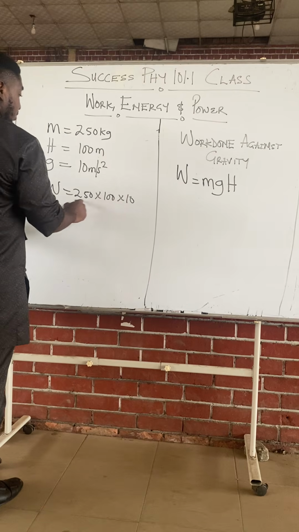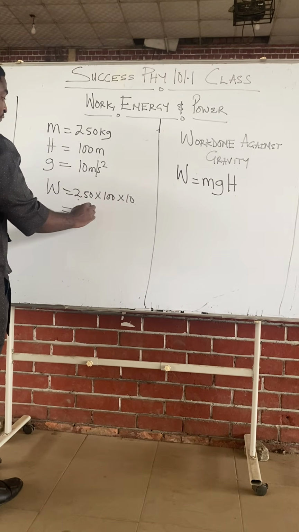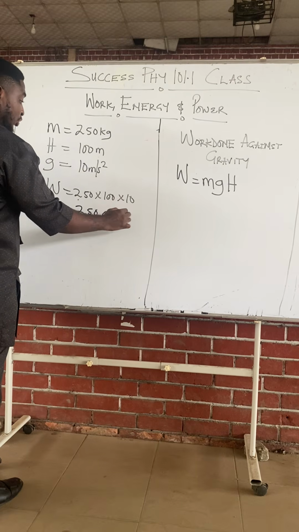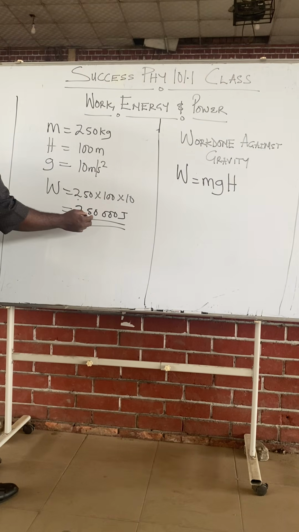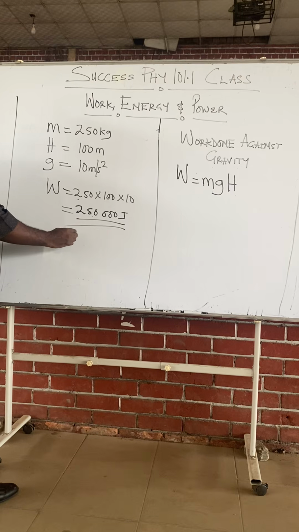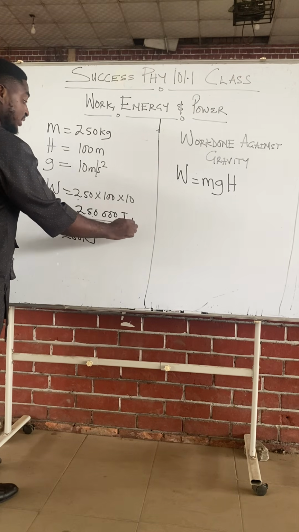Class, this was the first one. I believe you are done with this. 250 times 100 times 10 is 250,000 joules, right? In your options, you might not see this. It might change to kilojoules. You're looking for your answer in the options and you're not seeing it. You divide this by 1,000, you change it to kilojoules.